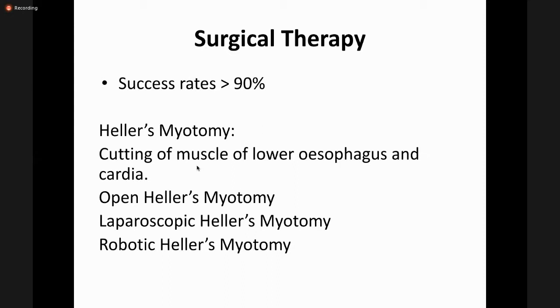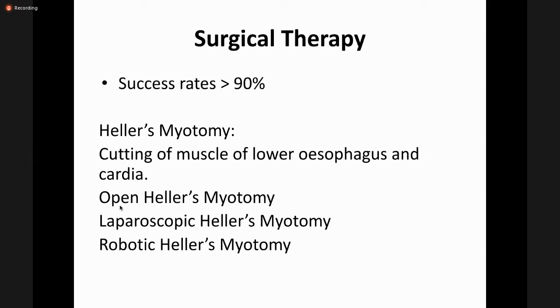Actually, the strength comes in the muscular layer. So this is why it's called myotomy. The serosa is very thin and the submucosa is also very thin. So the primary aim is to cut the muscle layer. Cutting of the muscle of the lower esophagus and cardia.